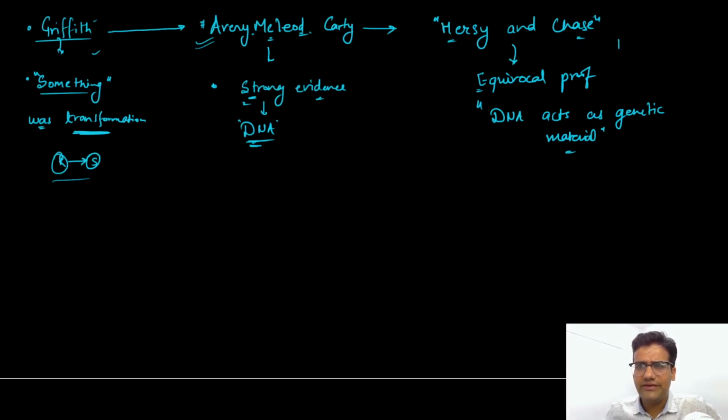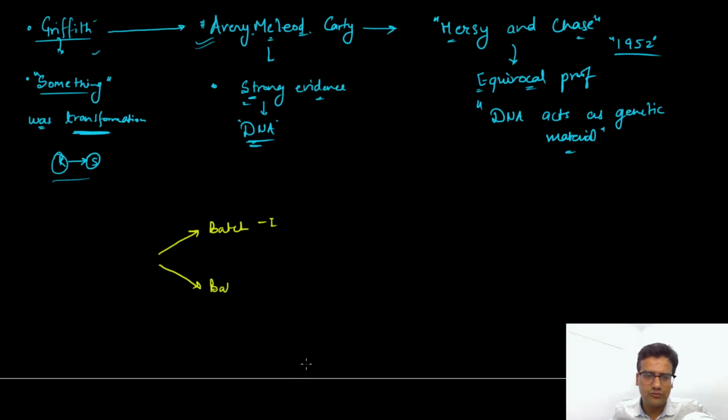This was very recent, in the year 1952, that the Hershey and Chase experiment proved that DNA acts as genetic material. Both of these scientists started experimenting with bacteriophage. They took two batch cultures of the bacteriophage, batch 1 and batch 2.